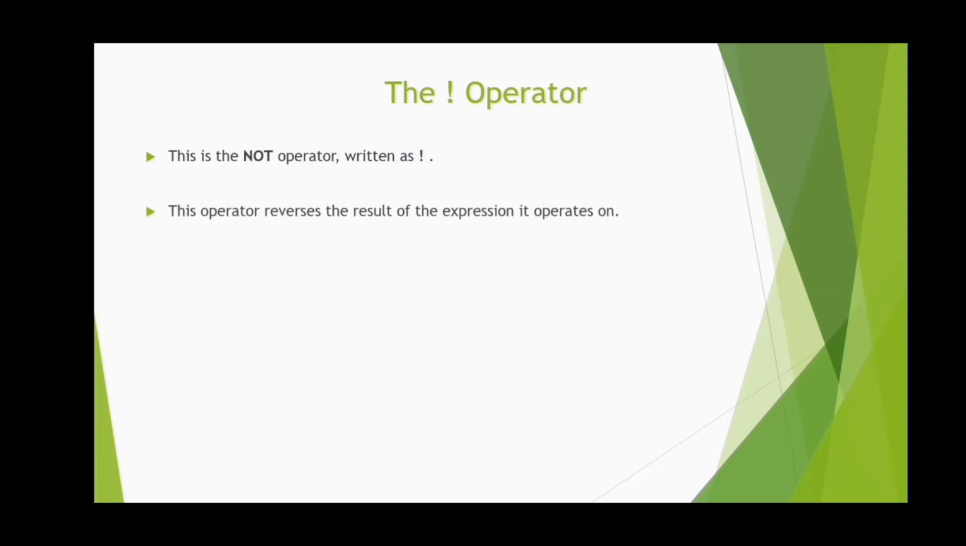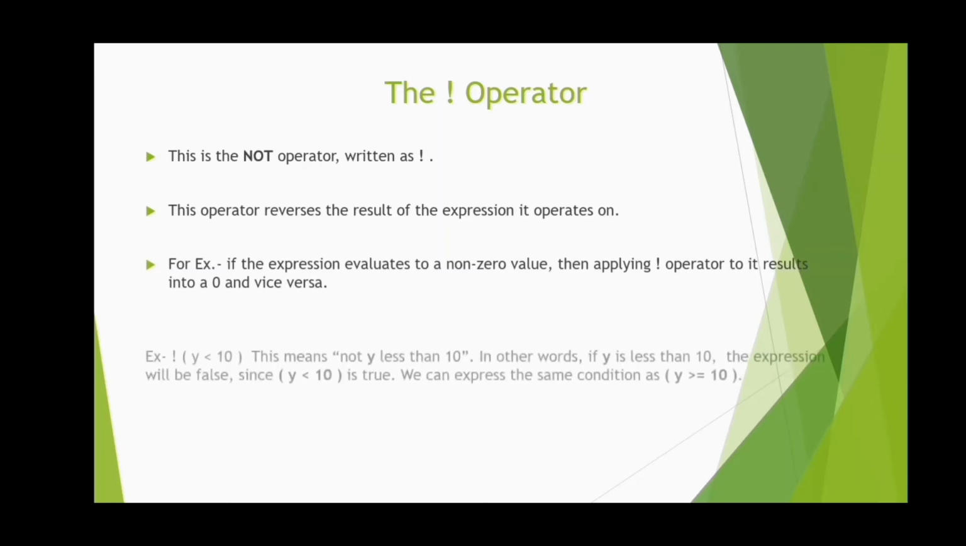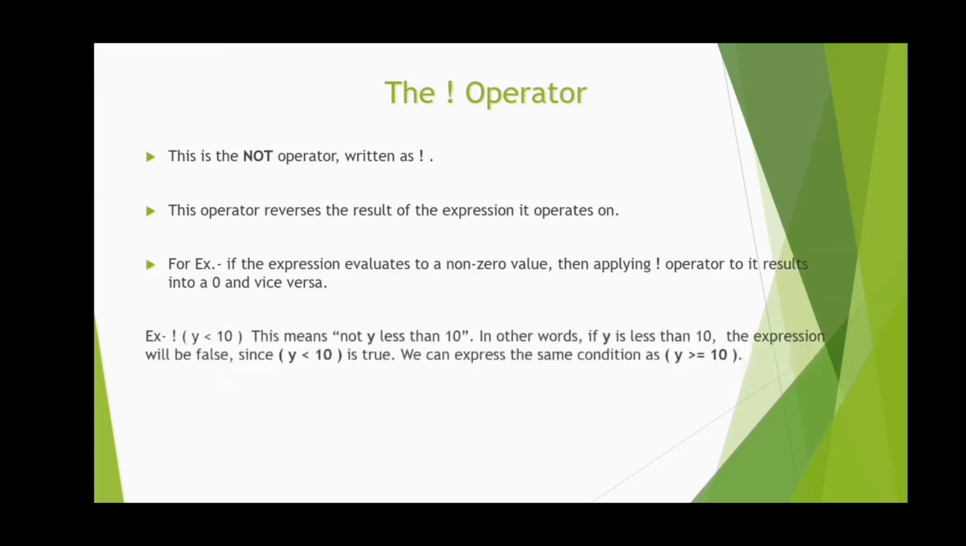So move to the next slide, the NOT operator. This is the NOT operator and is written as an exclamation mark, and this operator reverses the result of the expression it operates on. For example, if the expression equals a non-zero value, then applying the NOT operator to it results in a 0 and vice versa. An example is !(y < 10). This means not y less than 10, and in other words, if y is less than 10, the expression will be false. Since y less than 10 is true, we can express the same condition as y is greater than or equal to 10.